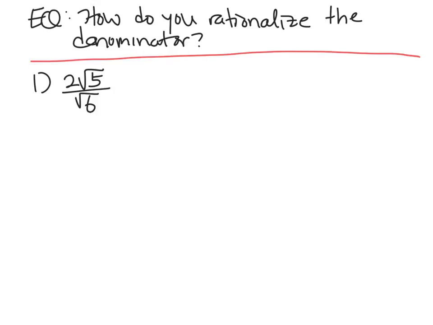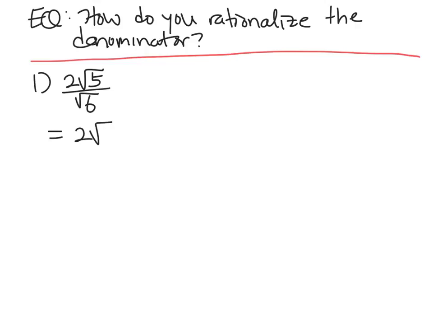Okay, so let's take a look. Today we're learning how to rationalize the denominator, okay? So just looking at question number 1, you should know right away this is not simplified form because of the square root of 6 at the bottom. You know that you cannot have square roots, you cannot have decimals, you cannot have negatives in the denominator, right? So we need to get rid of that.